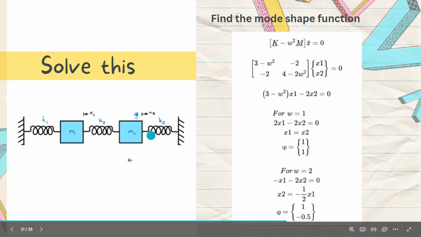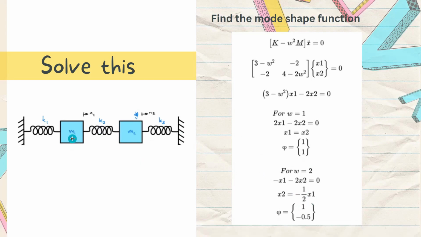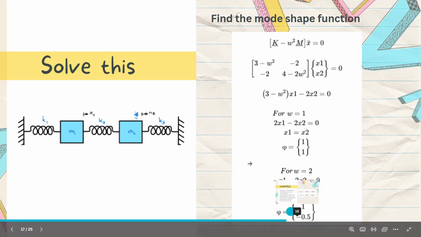So when we apply this natural frequency to the system, when m1 moves to the right by 1 unit, m2 will move to the left by half, which is 0.5 unit, because it's a negative value, which means the opposite direction.